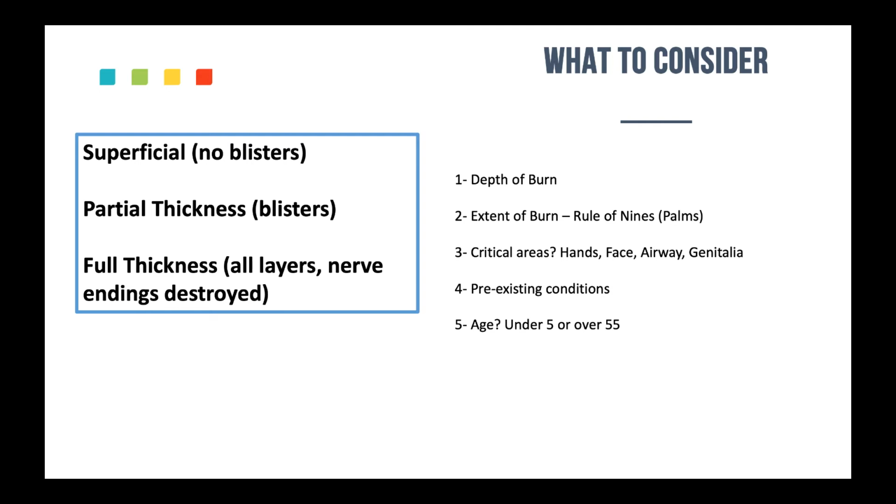Now, partial thickness burns, this is where the burn is penetrating the dermis. You can tell the difference between this and superficial because you're going to see some blistering of the skin. But most of the time, complete healing of the skin may be possible. And this is much, much more painful than a superficial type of burn.